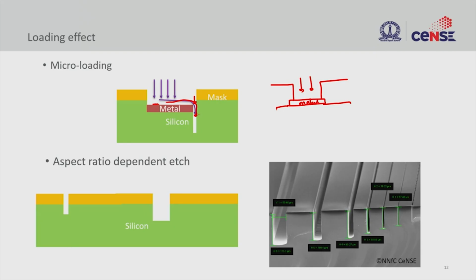The other effect is aspect ratio dependent etch. Aspect ratio is nothing but the ratio between width and height. So there is a smaller opening and a large opening. A smaller opening that is deep is called a higher aspect ratio compared to a large opening. On the right side you will see the actual cross section image of the effect of this aspect ratio dependent etch. A large opening etches deeper, while a narrow opening only etches shallow. So there is a lag in the etch. The etch depth difference is coming from the aspect ratio.